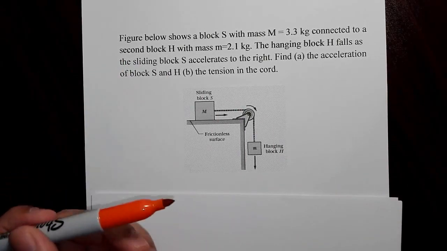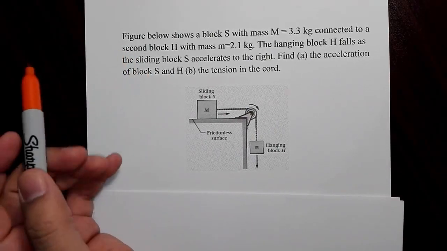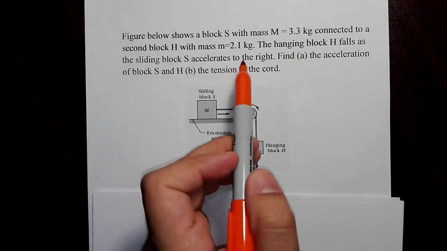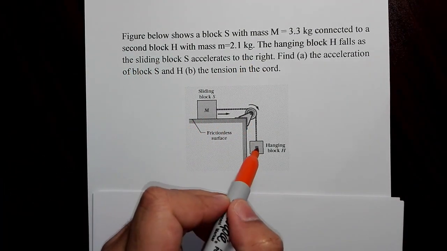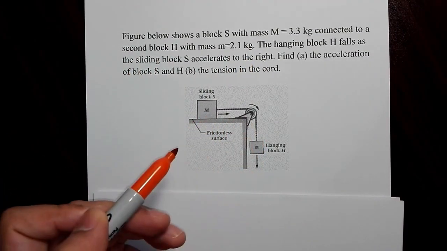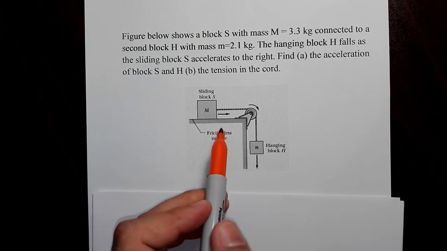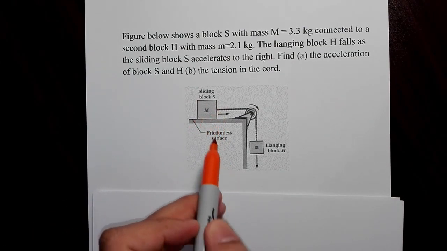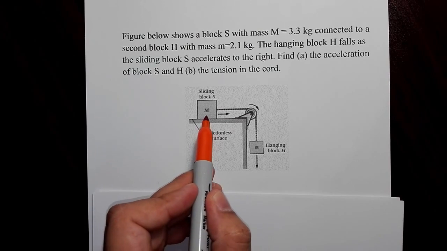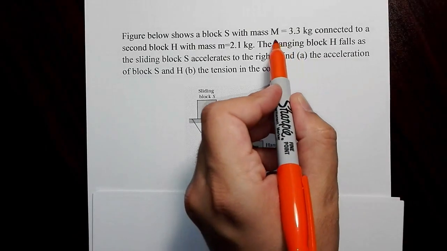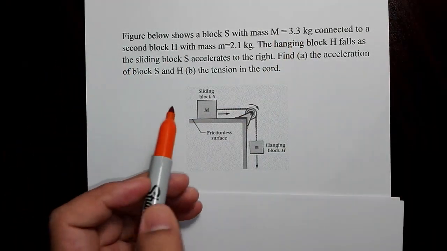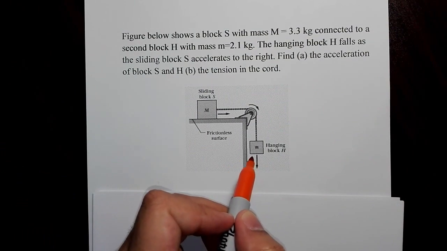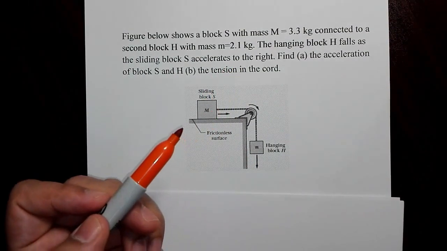Hi, so we'll solve this problem today. In this problem, we have two blocks that are connected through a massless string. We're assuming that the string is massless, and there are two blocks. One block has mass capital M, which is given as 3.3 kilograms, and the small block has mass 2.1 kilograms.